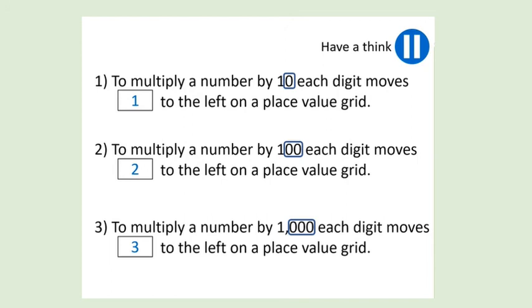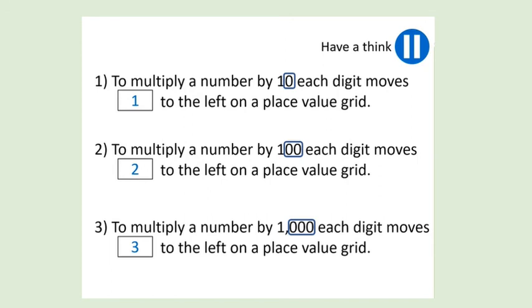If I am multiplying by 100, the number 100 has 2 zeros, so I know my numbers must move 2 places to the left as my number gets 100 times bigger. And I'm sure you can see the pattern now, but to multiply by 1,000, my number 1,000 has 3 zeros, so my numbers have to move 3 places to the left on the place value grid as they get 1,000 times bigger.